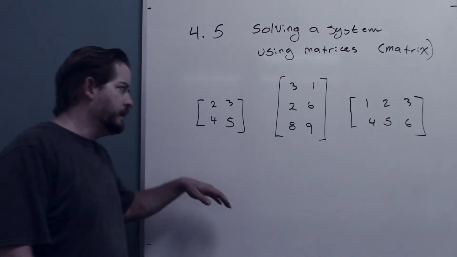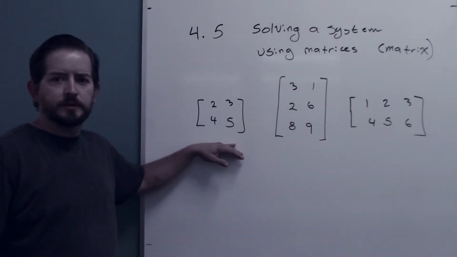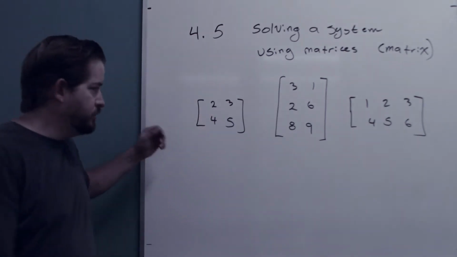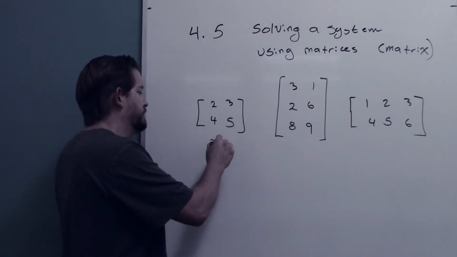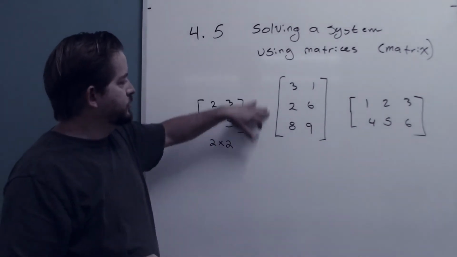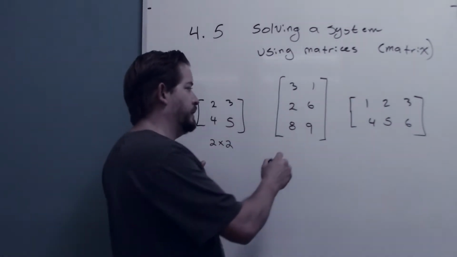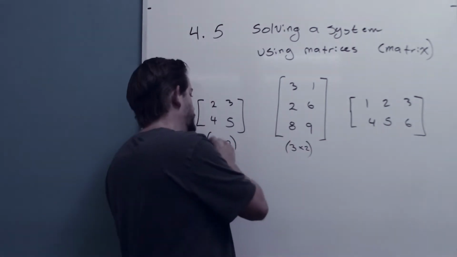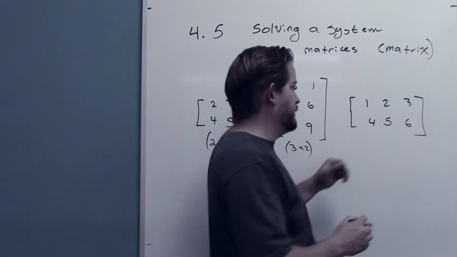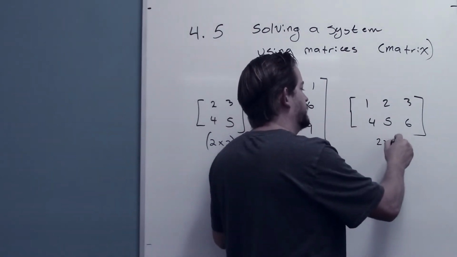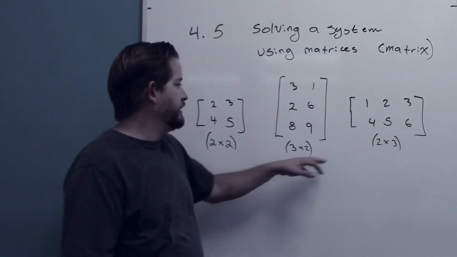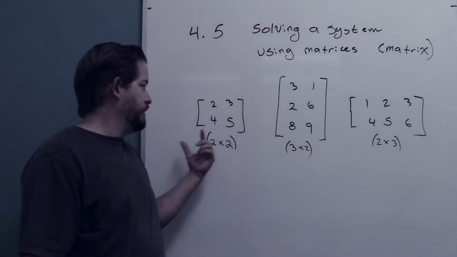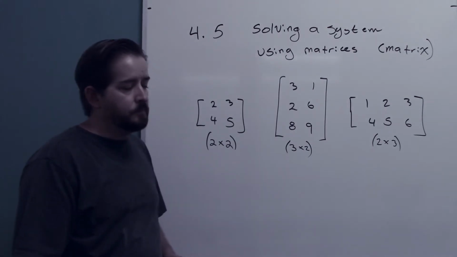right? And a matrix is just kind of an array of numbers, right? This one is 2 rows by 2 columns, so we call it a 2x2. This is 3 rows by 2 columns, so we call it a 3x2. This one over here is 2 rows by 3 columns, so we would call it 2x3. And these numbers, this 2x2, 3x2, 2x3, that's just the dimension of these matrices. It just tells you how many rows, how many columns there are, right?